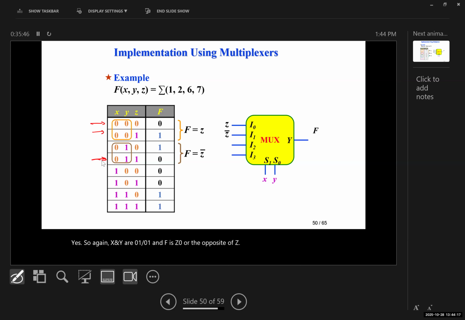Okay. Is that clear? Yes. Again, what happens to the third block, the row number 5 and 6? Again, X and Y, I can put it in the same block. And F is equal to what? 0. F is equal to 0. So regardless of what Z is, F is equal to 0. And the last part, F is equal to what? Yes, perfect. F is equal to 1.